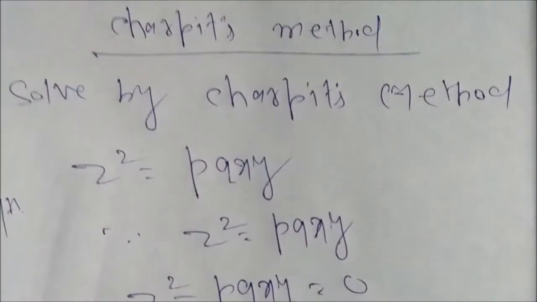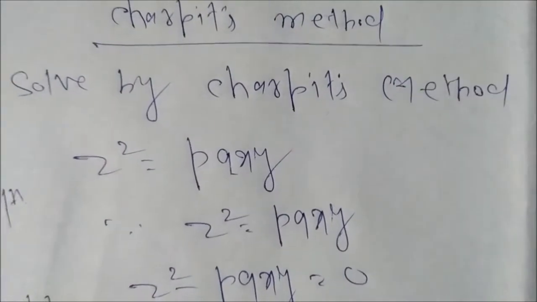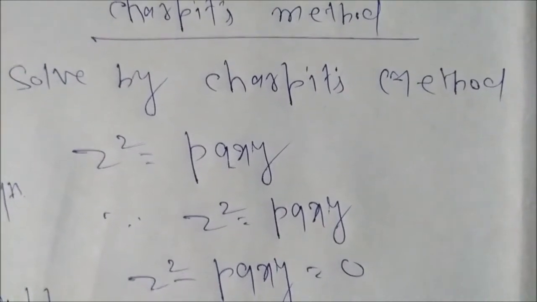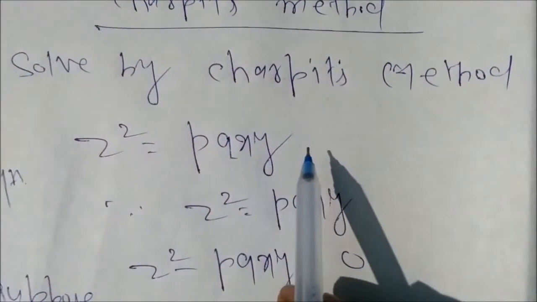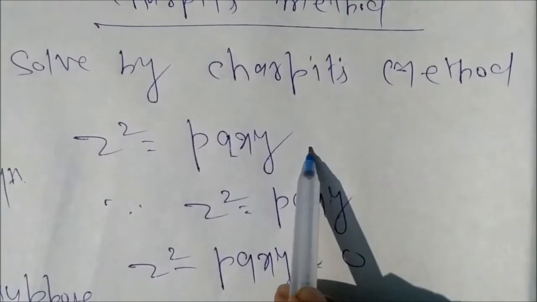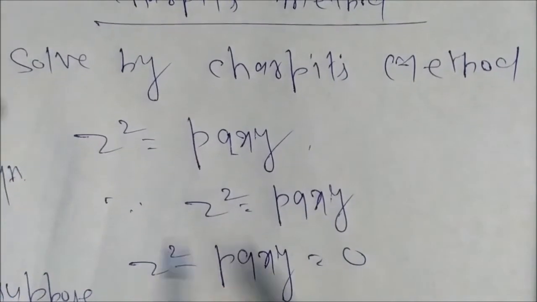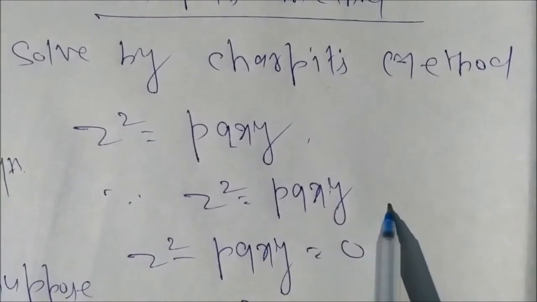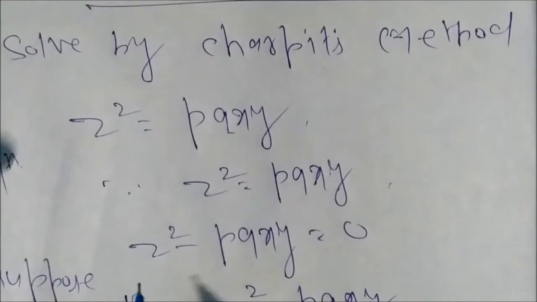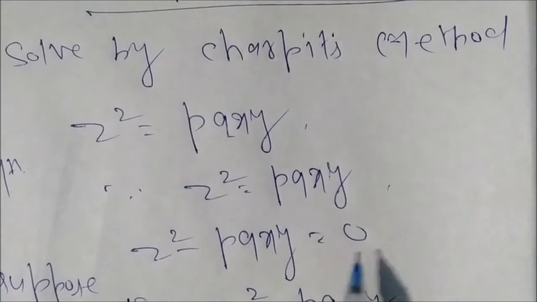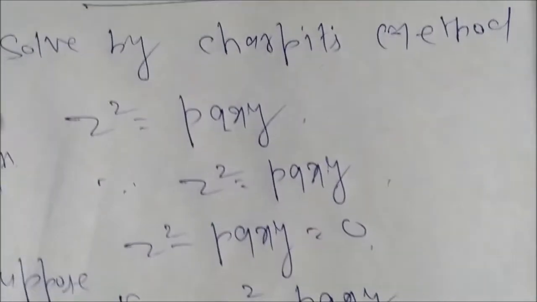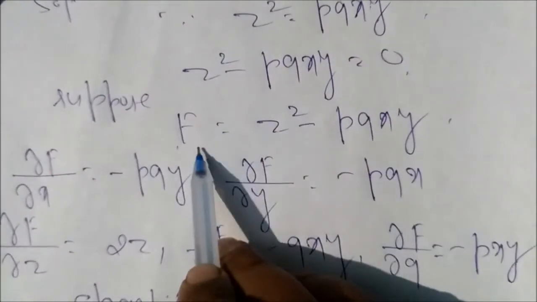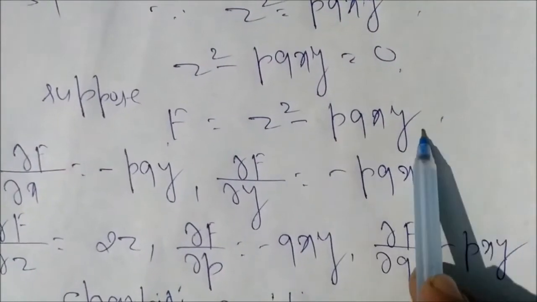Today we discuss Charpit's method in English version. Here the problem is this: solve by Charpit's method z square equal to pqxy. Clear? This is the problem. Solution is, since z square equal to pqxy, therefore you can write z square minus pqxy equal to 0. Clearly, first of all, we suppose that function f equal to z square minus pqxy.